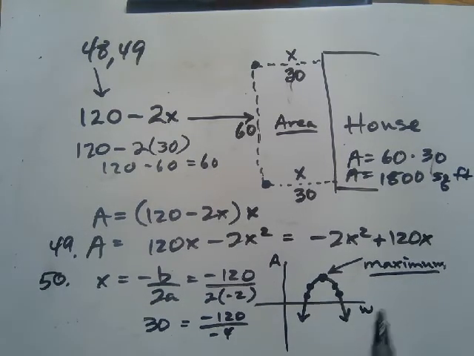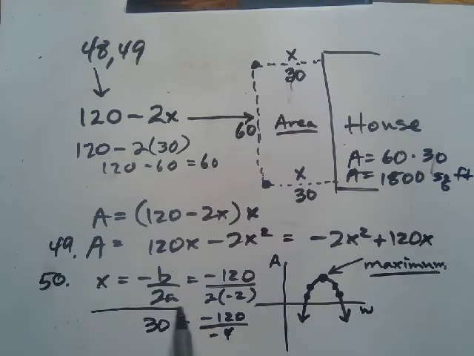So once again, you're using this idea of negative b over 2a to help you find the vertex. And they're asking for the maximum. Anytime they're looking for the maximum, you're looking for the vertex. All right, let's take a look at the next one.